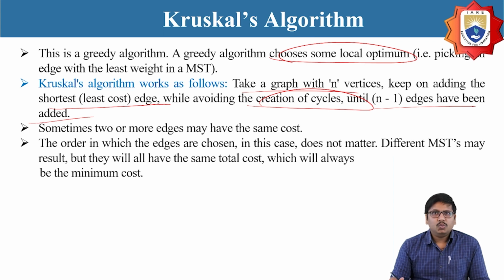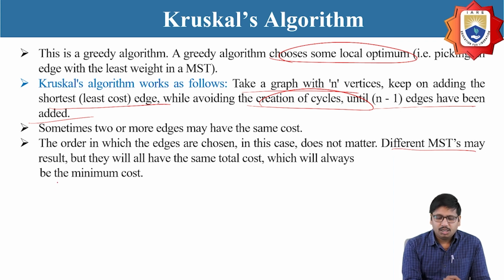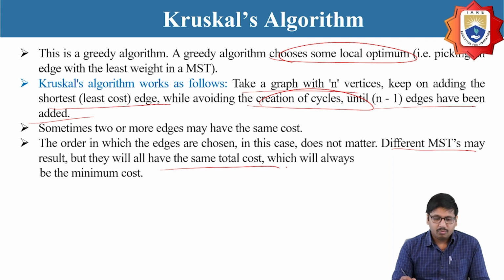Sometimes two or more edges have the same cost. The order in which such edges are chosen does not matter, but different spanning trees may result, and they will have the same total cost, which is also the minimum cost.